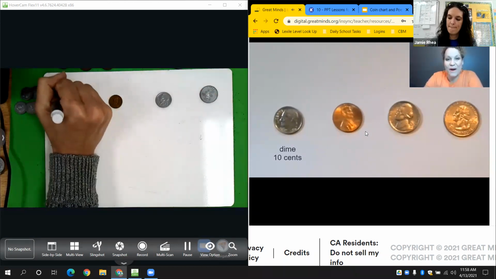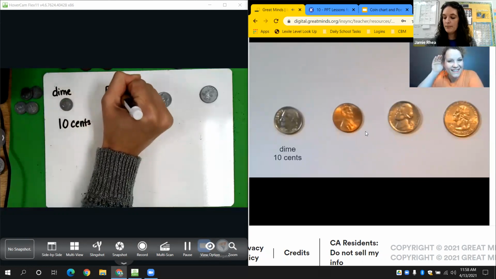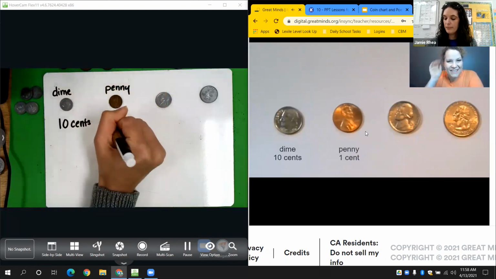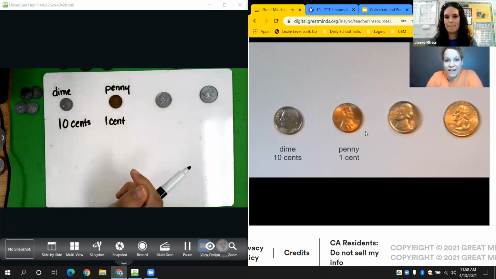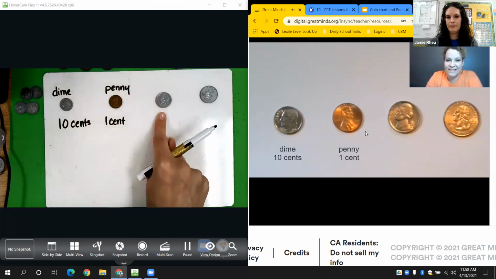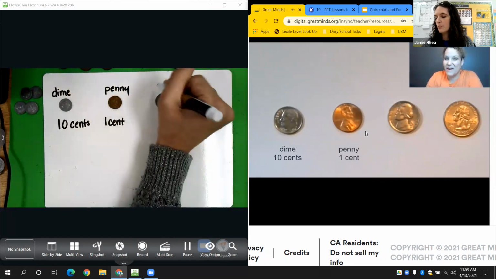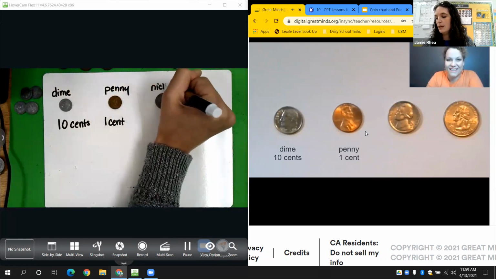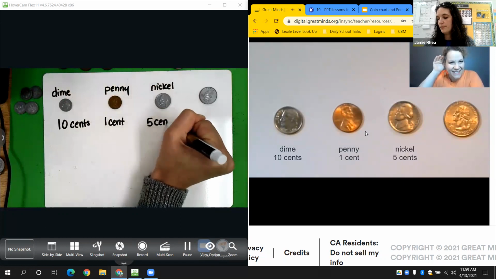What is the value of 1 penny? 1 cent. Very good. Put your finger on 1 nickel or point to the nickel on the screen. What is the value of 1 nickel? It is 5 cents.